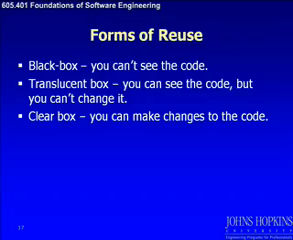Let me talk about the clear box. Not only can you see the code to see what it does, how you can reuse it, and how you can access it, but if it doesn't exactly fit, you can make changes to the code. That's the advantage of the clear box. The disadvantage of the clear box is that if you can make changes to the code, it is no longer the reusable component that you reused in the first place.